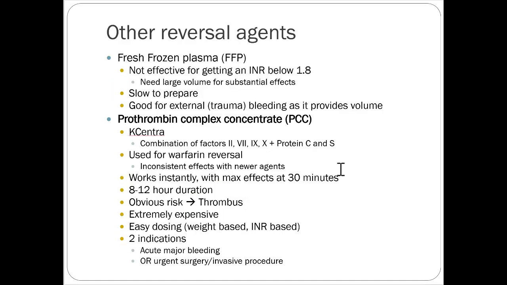Other reversal agents: you can reverse INRs with fresh frozen plasma, but you usually can't get below 1.8, so it's not great, and you need a lot of volume. It's not an ideal situation. The drug we like to use to reverse warfarin acutely is prothrombin complex concentrate, which basically gives your body a bunch of clotting factors all at once. Some of the new agents have shown okay reversal. So currently it is recommended for most new agents that we reverse them with PCC, but the evidence isn't as robust as for warfarin.